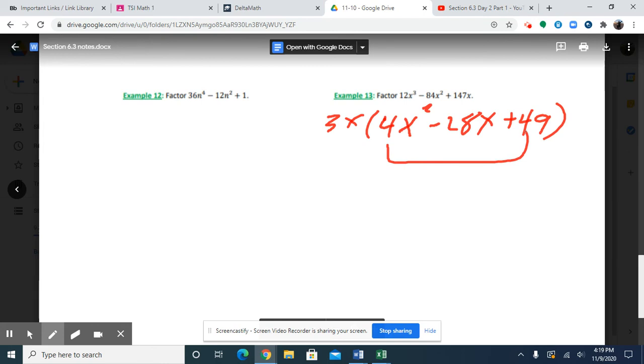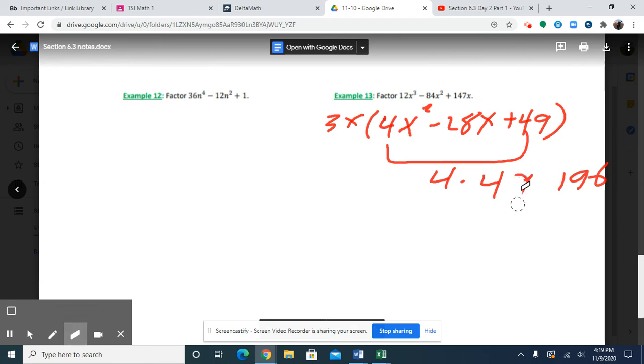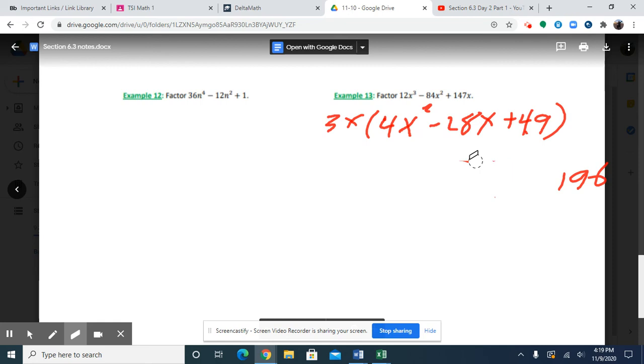Now when we multiply these two together, that's 4 times 49 gives us 196. Now I'm just going to cut a few steps here, but 196 is actually a perfect square. So if we take the square root of 196, that would be 14. So those are the factors that we're going to use, because if we do negative 14 and multiply by negative 14, that would give us a positive 196, but it'll add up to a negative 28x.